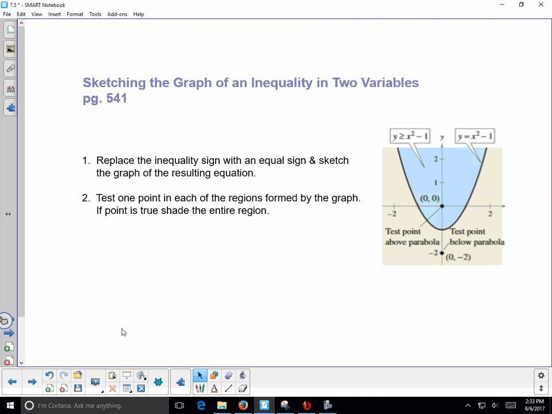All right, so you've done this before. You've graphed an inequality. You put an equal sign in, you graph the graph, and then you pick a test point. So here they're picking 0, 0. If 0, 0 works, then you shade the area where 0, 0 is. If 0, they pick 0, -2. That did not work, so they don't shade that area.